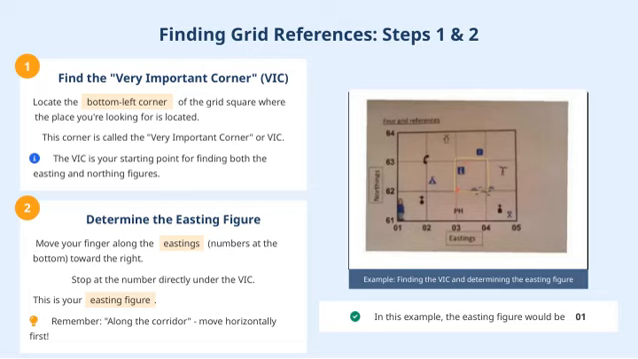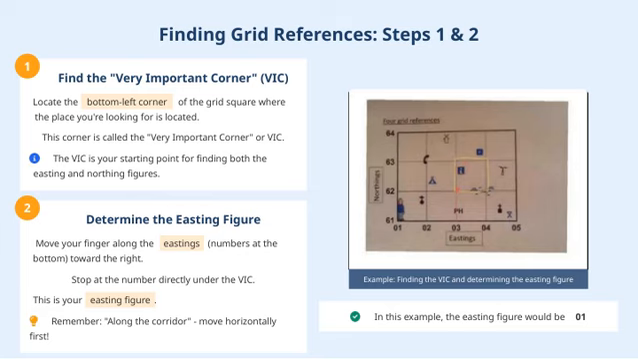All right, let's walk through finding grid references, specifically steps 1 and 2. First, we need to identify the very important corner, or VIC. To do this, locate the bottom left corner of the grid square where your place of interest is situated. This corner is what we call the VIC, and it's a crucial starting point for pinpointing both the Eastings and Northings.